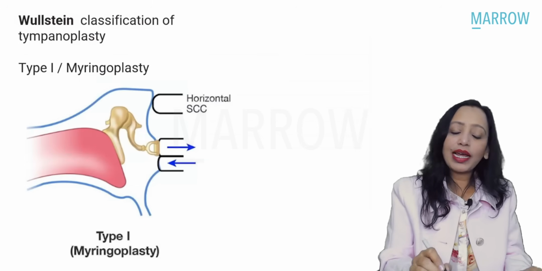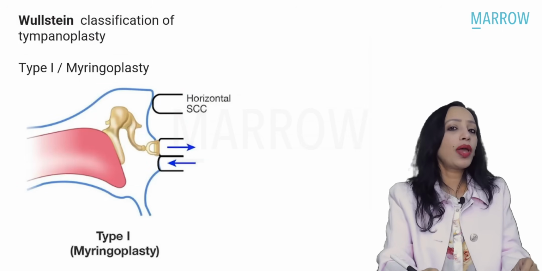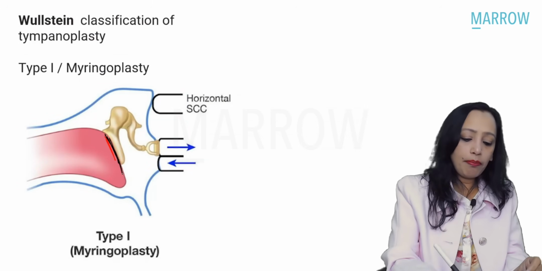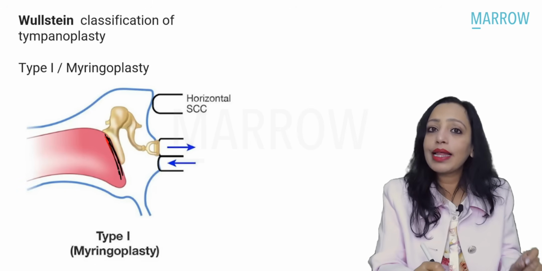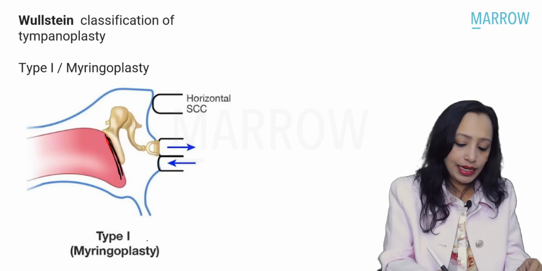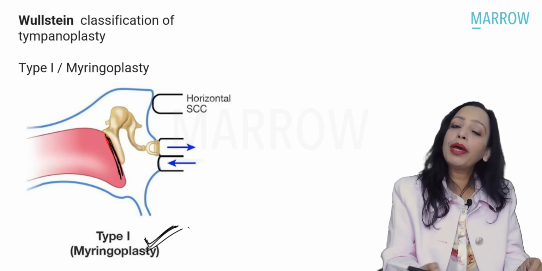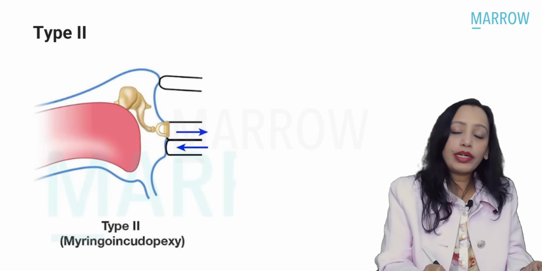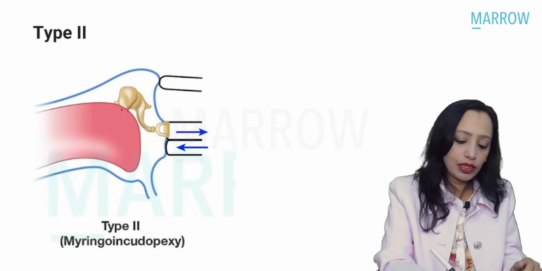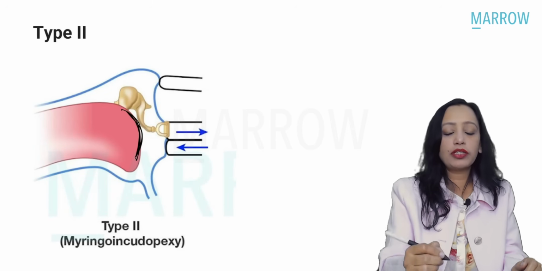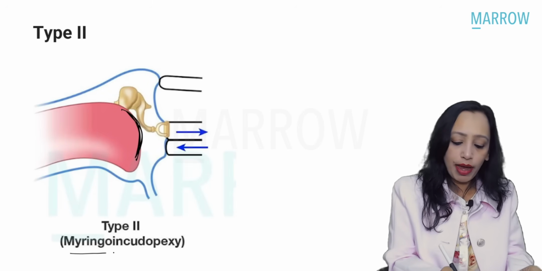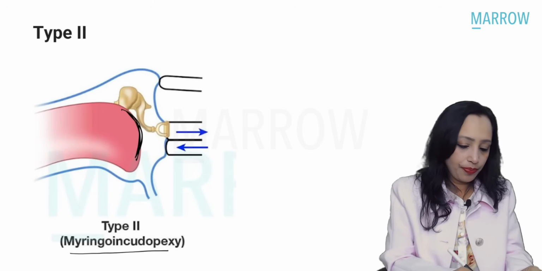So what is type 1 tympanoplasty? Type 1 is when we place the temporalis fascia graft over the first ossicle, that is the malleus. That is type 1 tympanoplasty, and that is similar to myringoplasty. Now, type 2 is when we place it over the second ossicle. What's the second ossicle? The incus. So when we place the temporalis fascia graft over the incus, that is type 2. That is known as myringoincudopexy.